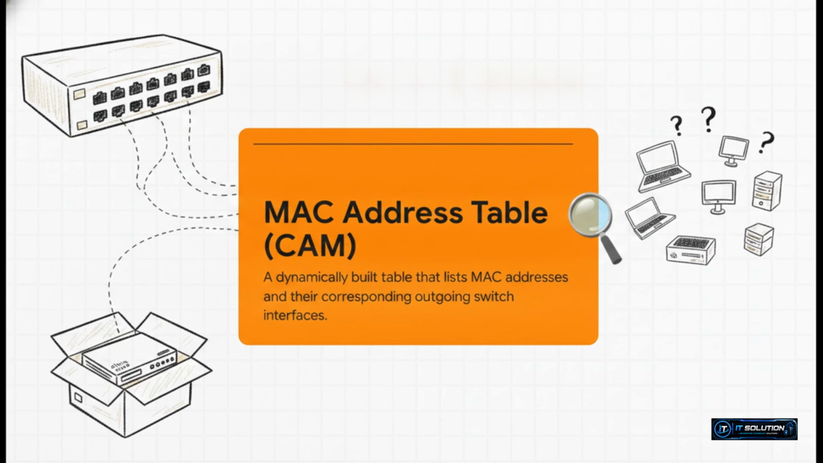Ultimately, a switch really only has one primary job, and that's to forward frames to the correct destination MAC address completely loop-free. It does this using the MAC address table, sometimes called the CAM table, which acts as the switch's highly dynamic address book. But here's the real catch. When you first take a brand new Cisco switch out of the box and power it on, this table is completely empty. It doesn't know where a single device lives.